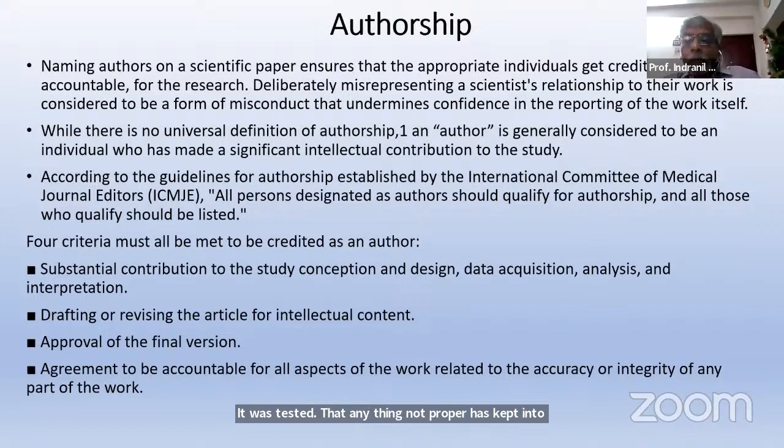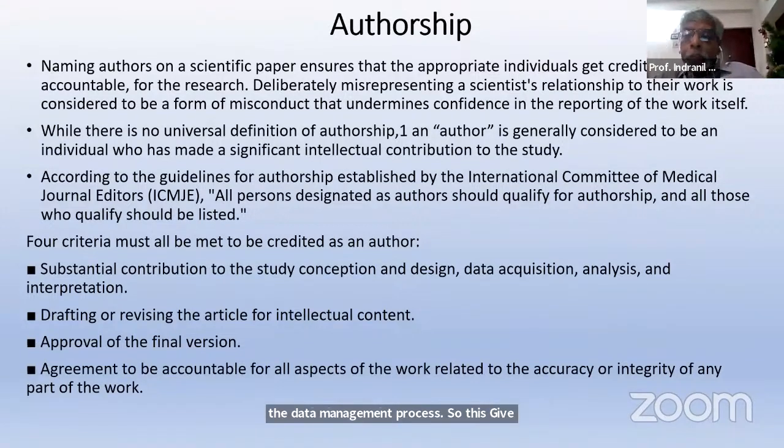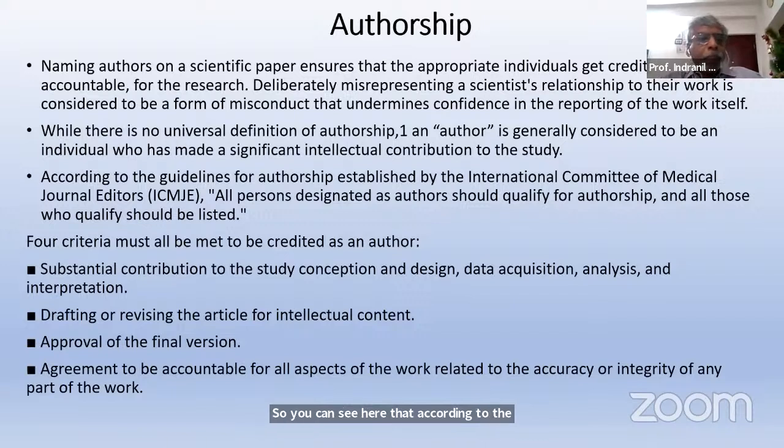So this individual contribution of every author, the journal asks. And you can see here that according to the guidelines for authorship introduced by the International Committee of Medical Journal Editors, there are these 4 criteria. They should be met at minimum to be credited as an author: substantial contribution to the study conception and design. Look at this: data acquisition, analysis, and interpretation.